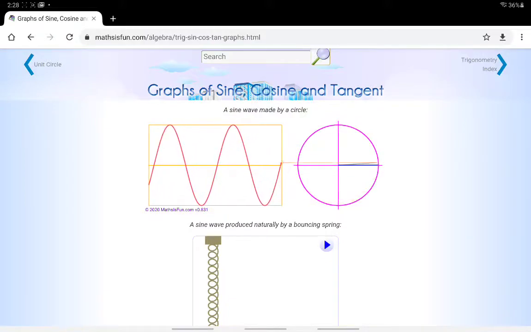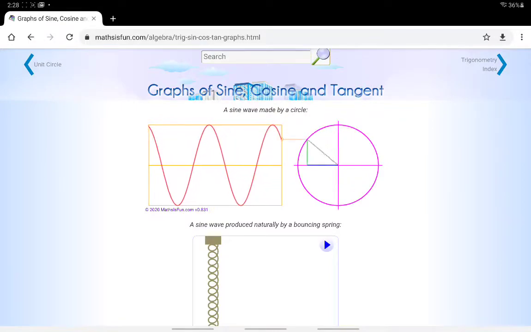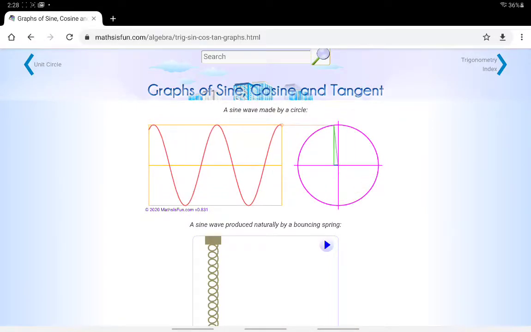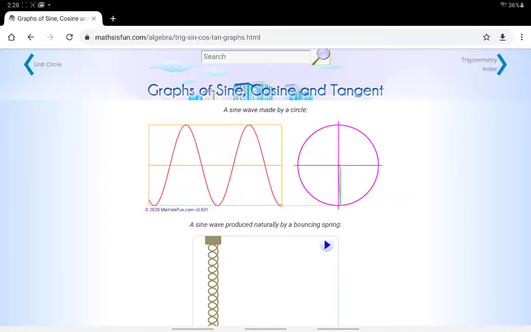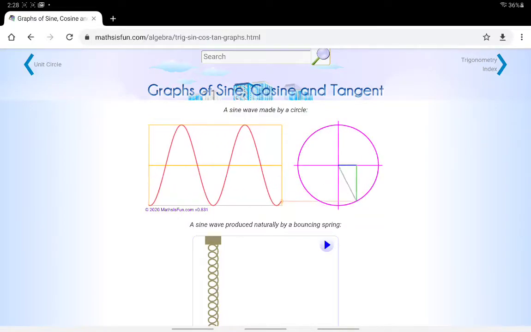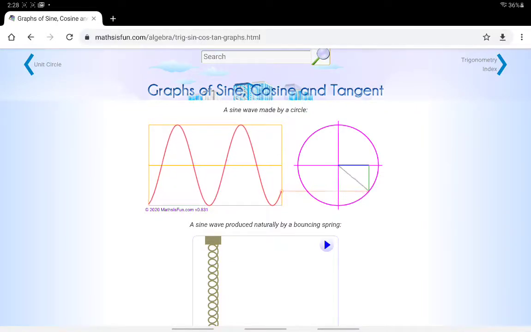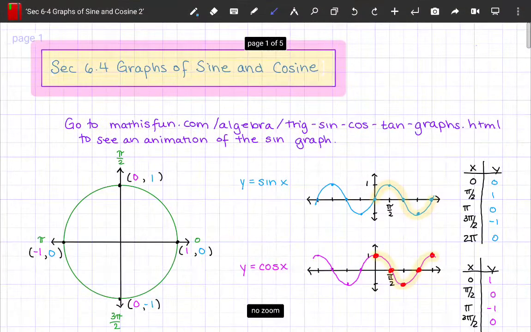As I'm going up and down the unit circle, my y-coordinate is increasing or decreasing, and that means the graph of sine is increasing or decreasing. And I can just keep going around this unit circle making that sine graph, and that's where it comes from. And that's why these sine graphs go up and down like that. We make a sine wave. So let's go back here to the notes then.